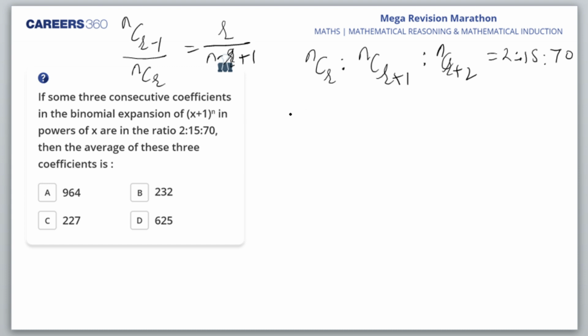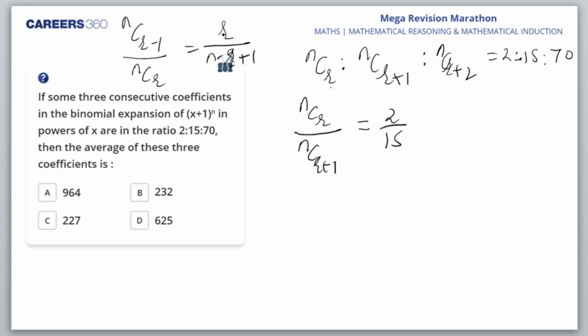And this ratio is given to us as 2:15:70, right? Now, I'll solve this. nCr upon nC(r+1), nCr upon nC(r+1). These two ratios I'll take. This is 2:15. Am I right or wrong? 2:15. Now nC(r+1) upon nC(r+2) I'll solve the same way. What do I get?